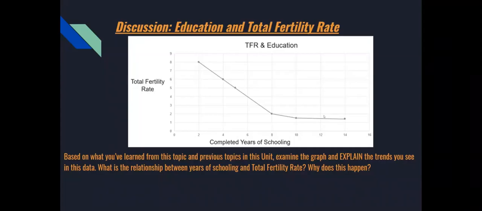Now, to bring this back to some other topics that we've talked about, we're going to look at this graph that shows education versus total fertility rate. Based on what you've learned, examine the graph and explain the trend that you see. What is the relationship between years of schooling and total fertility rate? And why do you think this happens? Hope you guys were able to see that there is a negative relationship between these two variables.